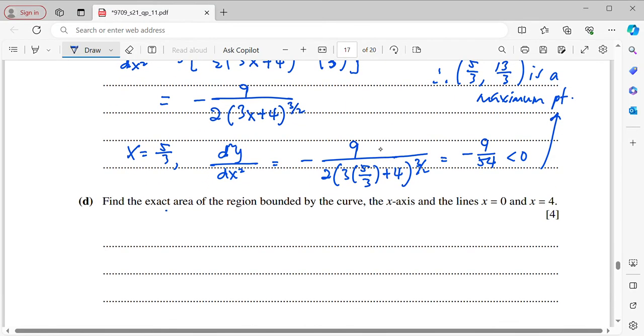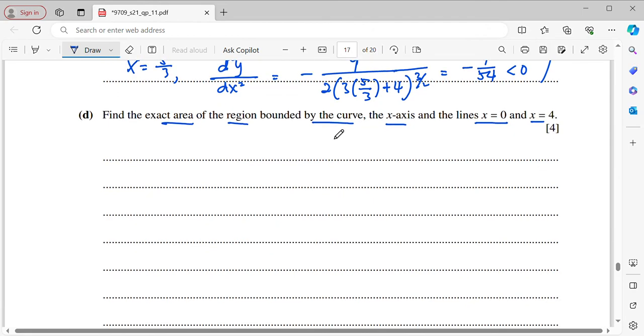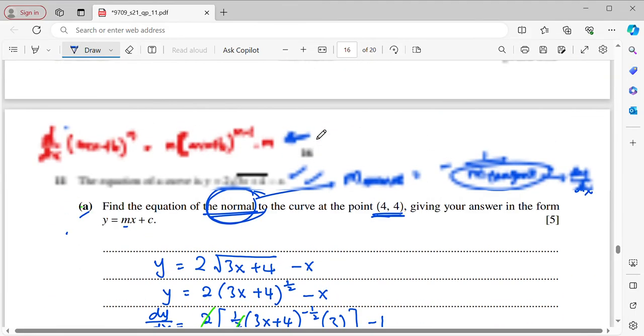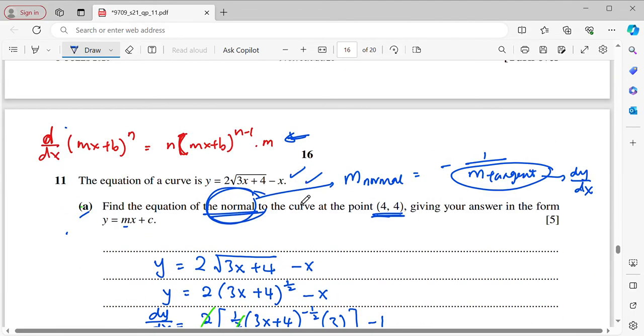Now D, find the exact area of the region bounded by the curve, the x-axis, the lines x equals 0 and x equals 4. So now, for the area, okay, you are not given the graph, but it doesn't matter as long as all the values are given.